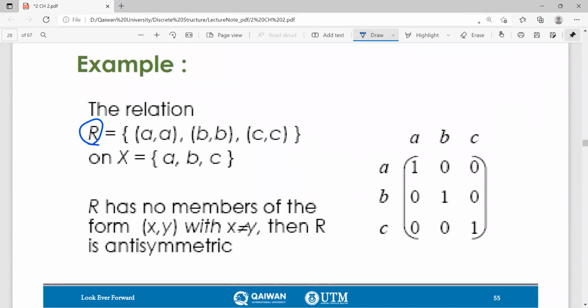Here we have this relation. R is (A, A), (B, B), (C, C).